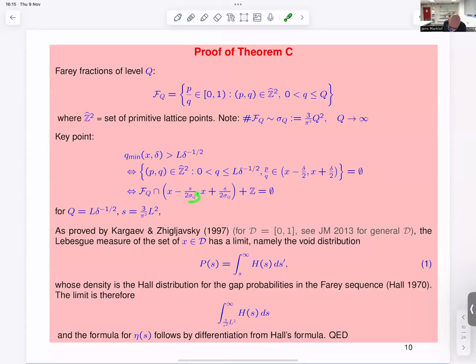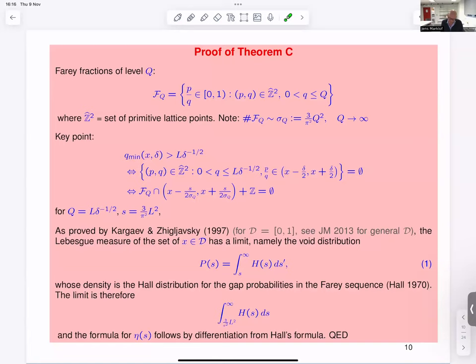So you just need to tweak things in such a way that this all works. If you plug in the Q and the S here, you'll see that the second equivalence that we have here is indeed true. In other words, to recap, the smallest denominator in the interval around X is larger than L times D to the minus 1/2, if and only if the Farey fraction doesn't intersect this interval here.